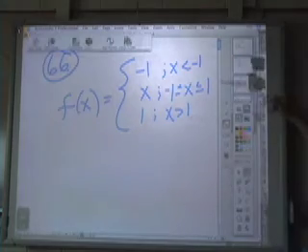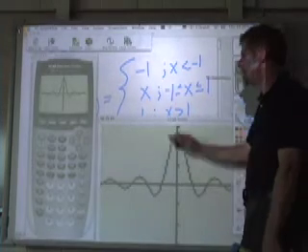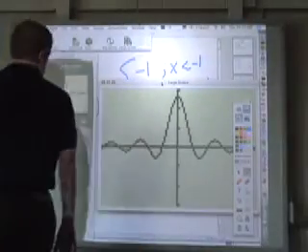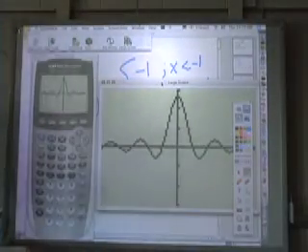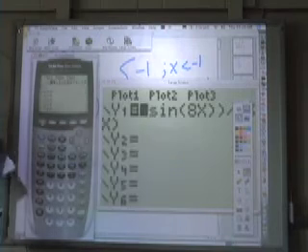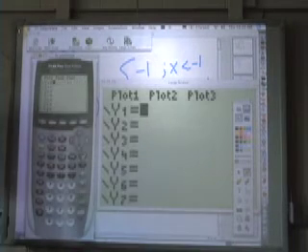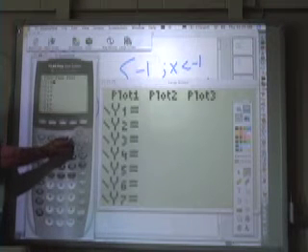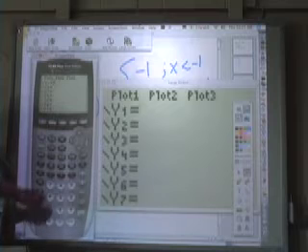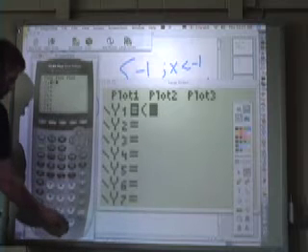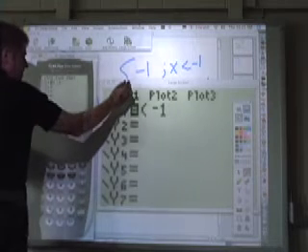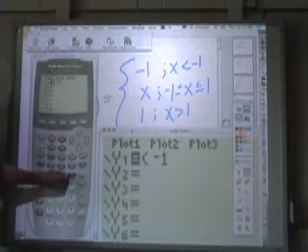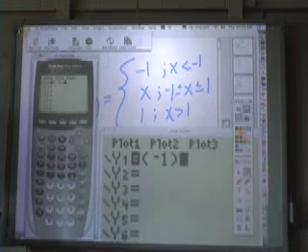Let's check out how this works on the TI-83 and 84. The TI-83, 84 works pretty nicely. I'm going to go to the y equals menu here, clear out any equations that are in y equals. The first rule is -1. Yep, sure enough. First rule is -1. And that rule applies when x is less than -1.